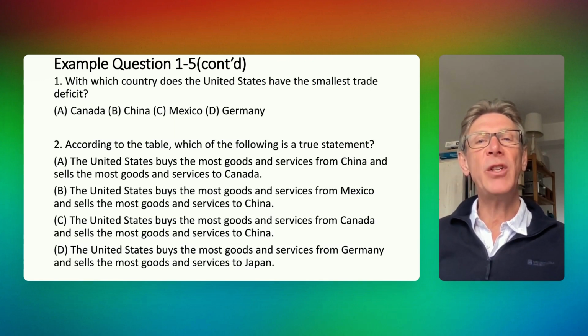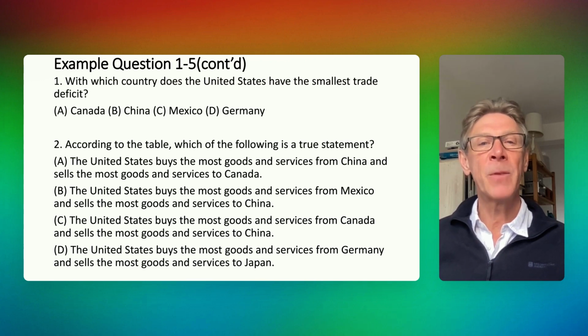According to the table, which of the following is a true statement? A, the United States buys the most goods and services from China and sells the most goods and services to Canada. B, the United States buys the most goods and services from Mexico and sells the most goods and services to China.